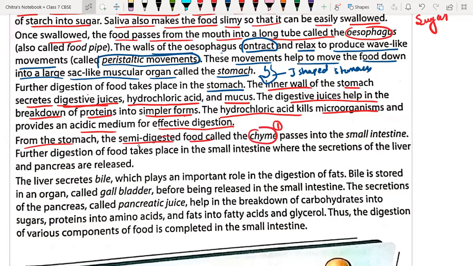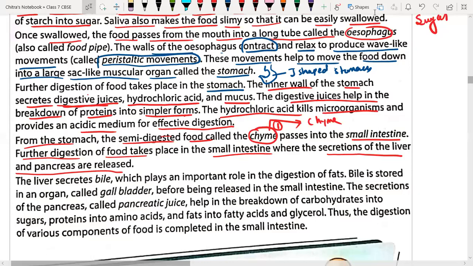Okay, the food which is semi-digested in the stomach, and after that is going to pass into the small intestine, is called chyme. It passes into the small intestine. Further digestion of food takes place in the small intestine, where secretions of the liver and pancreas are released.